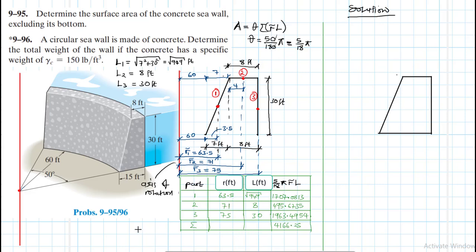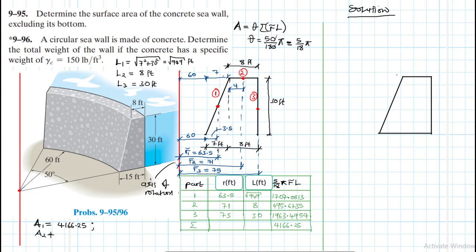That gives 4166.25. Great. So call that as our area 1. We need the surface area also. So let's say our area 1, we found it as 4166.25. So let's find our area 2.